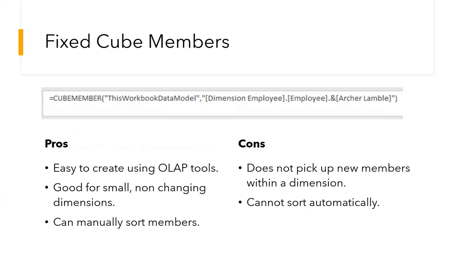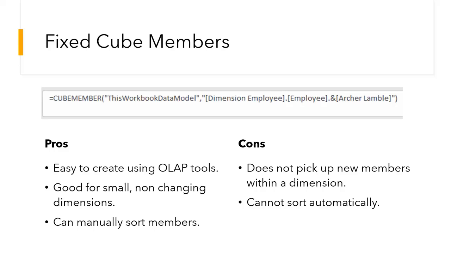Fixed cube members are really easy to create using that OLAP tools feature. And they're really good for those small, non-changing dimensions. So in there, we only had 10 salespeople, so it really worked. And the other reason you would use this is being able to manually sort members within there. If you wanted to have, say, geography and you're going west, northwest, south, east, there may be no natural way of sorting that information without having to create a new table, new relationships. And this is a quick way to be able to do that sorting.